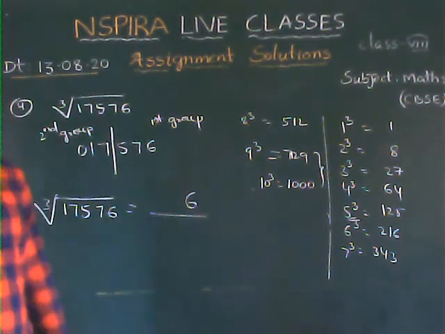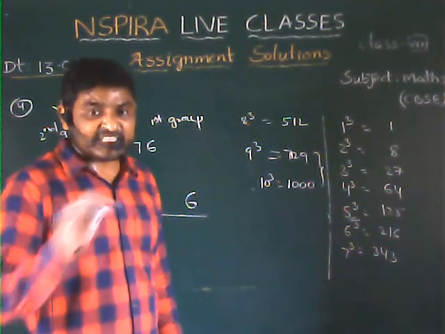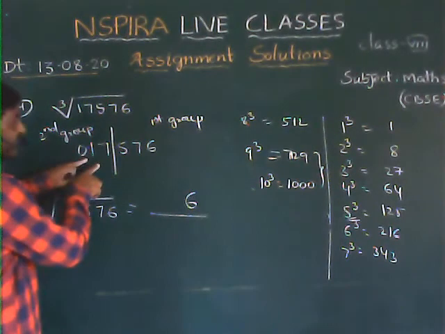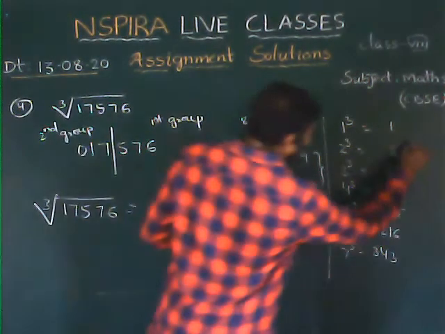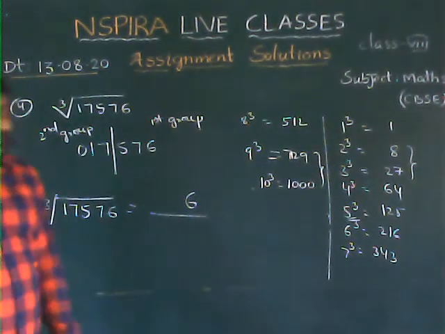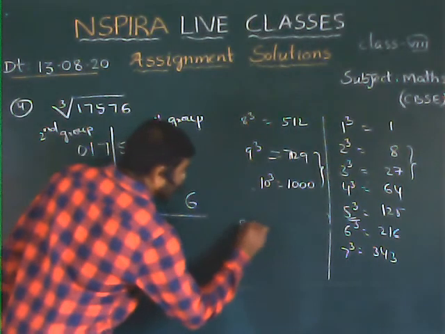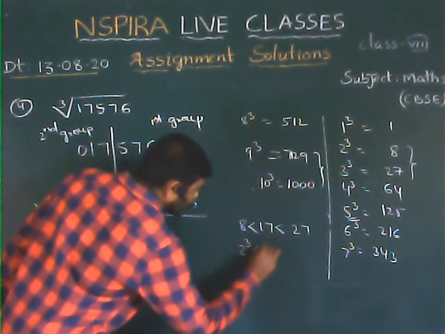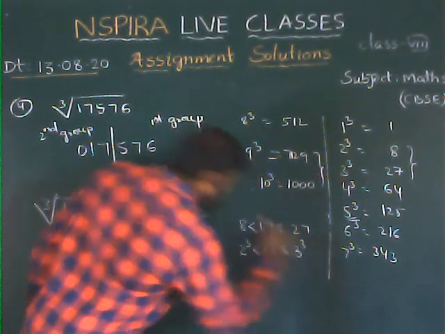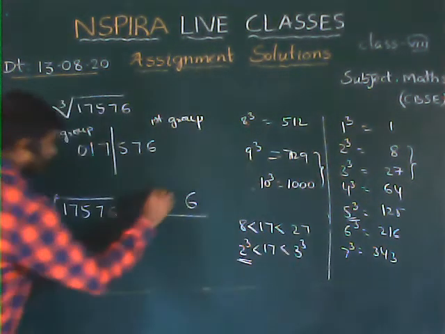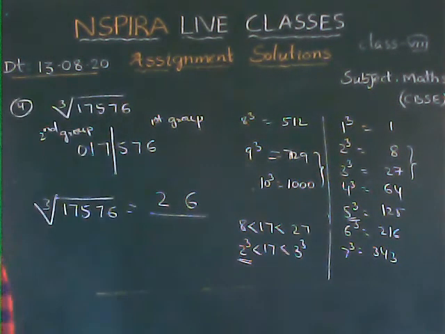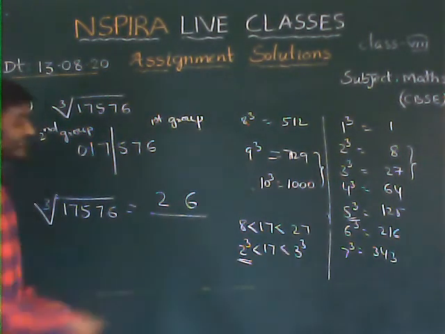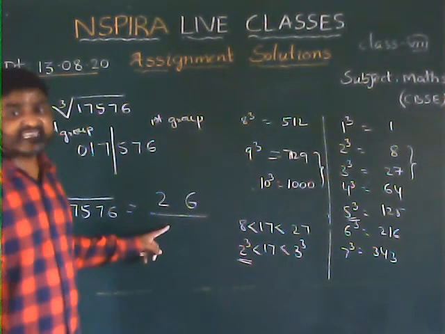Now I want to identify the digit in tens place. How can you identify the digit in tens place? The remaining number is 17. 17 lies between 8 and 27. 8 is less than 17, which is less than 27. Nothing but 2 cube is less than 17, which is less than 3 cube. So our tens digit is 2. So the cube root of 17576 is equal to 26. That is our answer.